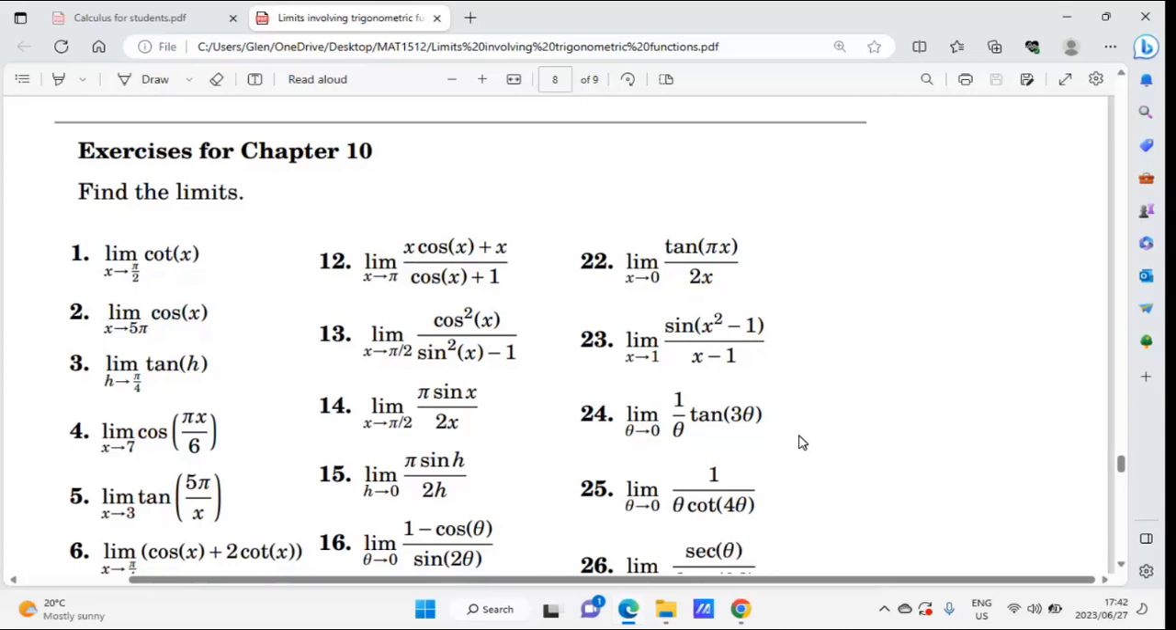But now, if we agree, can we now find the limit of 1 over theta multiplied by tan of 3 theta as theta approaches 0, which is number 24. Then in here, we will see whether Bianca did follow the explanation that was provided in number 22 or not. We'll be able to see it here.